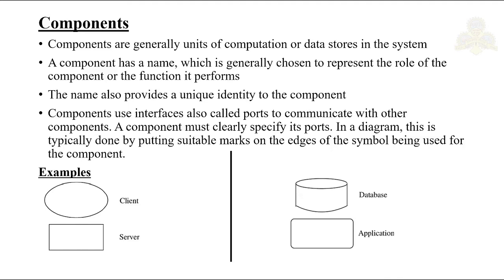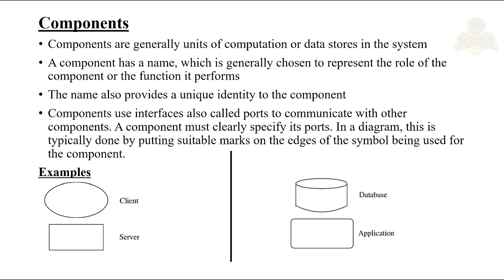Now we'll look into components. What is a component? How can we represent it? As we already know, components are the computational elements or data stores in the system. These components will have a name. Usually a unique name will be given to these components, and it is used to represent the role of the component or the function it performs. You cannot just give some name to the components; the name has to represent the role of the component or the function it is performing. Getting it now?